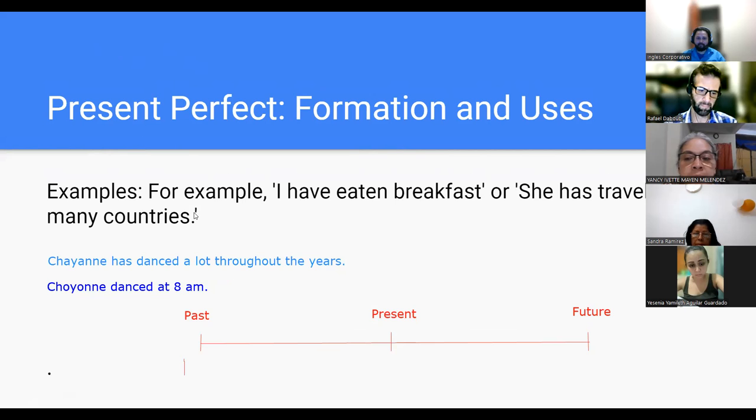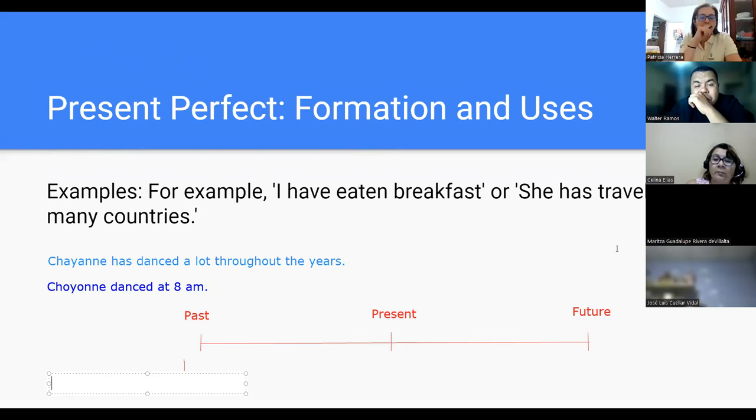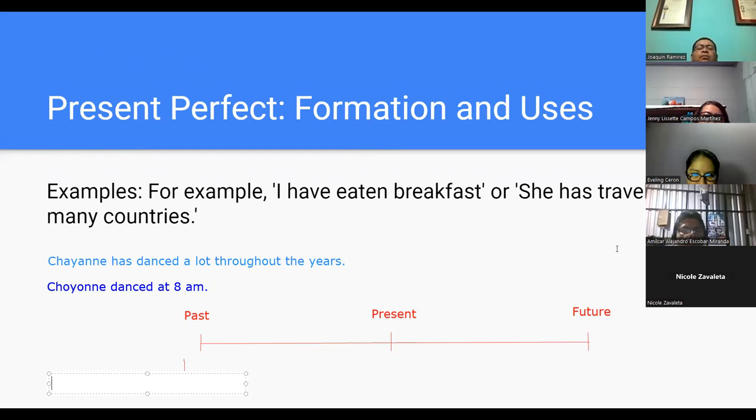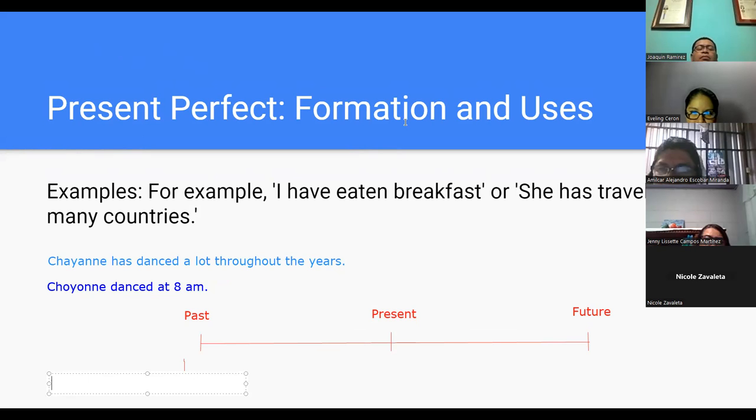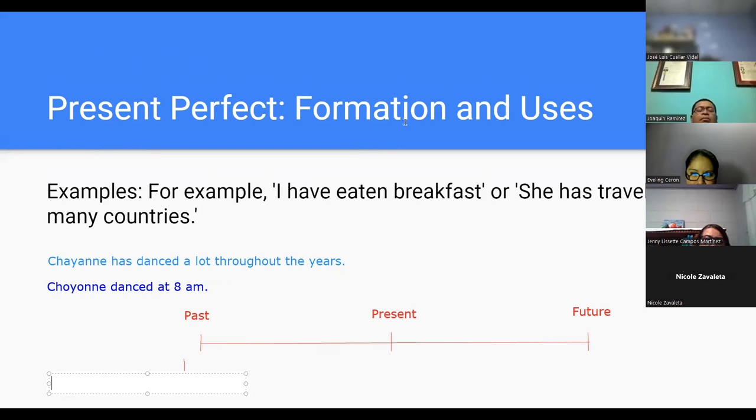Now, we said that we use this to talk about experience, right? For example, let's see. Amilcar, have you ever traveled to another country? Good evening, teacher. Good evening, everybody. Okay, I have tried to travel to other country since 2 years ago, more or less. 2 years ago? All right.